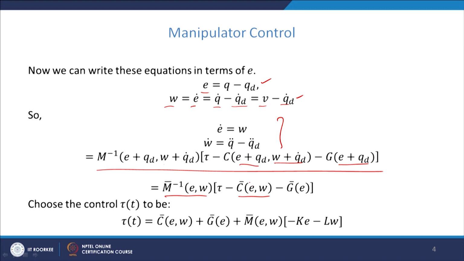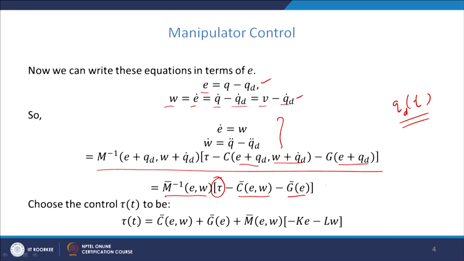can be written in the shorter form as C bar EW, and this can be written as G bar E. So, the same dynamic equation is converted into a form in terms of the error vector E and its derivative W in this way. Now, we have to compute the control tau for tracking the desired trajectory. QDT is the desired joint trajectory we want to track.